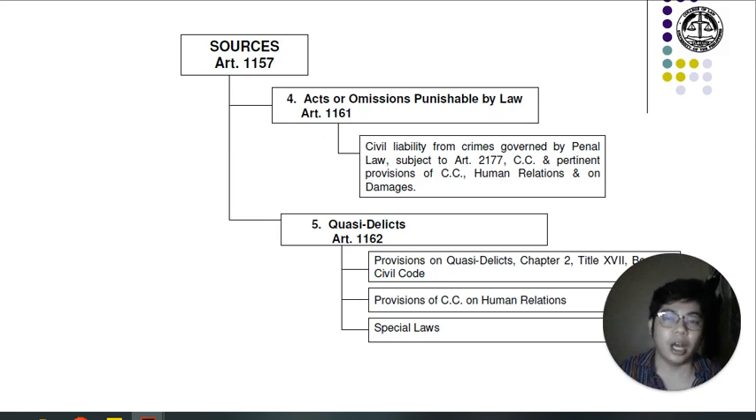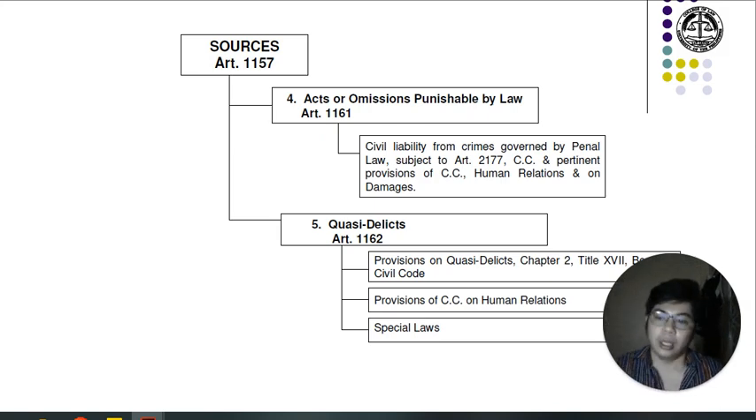Okay? So a quasi-contract is where there is a lawful, voluntary, and unilateral act that gives rise to a juridical relation, because of the principle that no one shall be unjustly enriched at the expense of another. Okay, so that is the main principle we need to remember under quasi-contract. So remember the mnemonic LUV, because these are the elements of a quasi-contract: it must be lawful, unilateral, and voluntary.